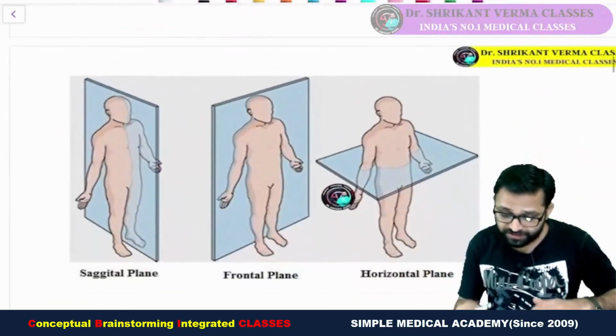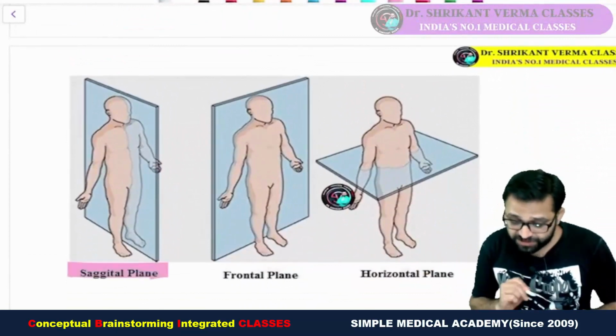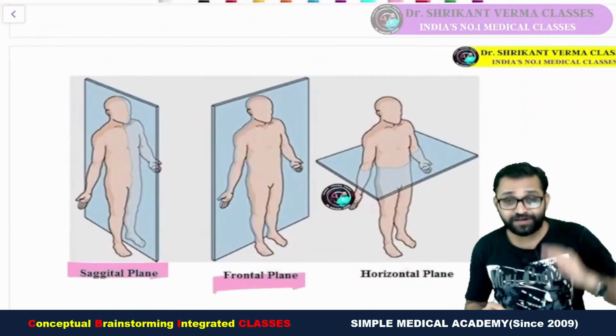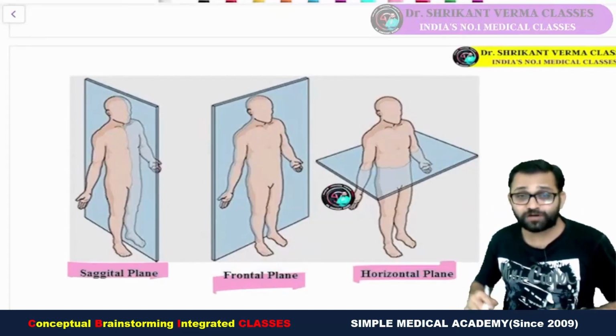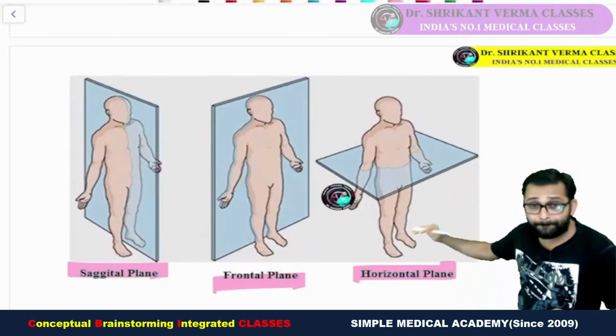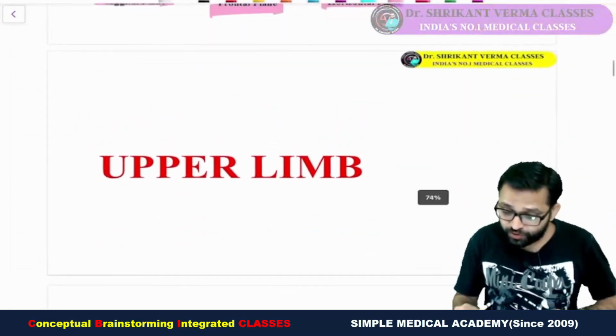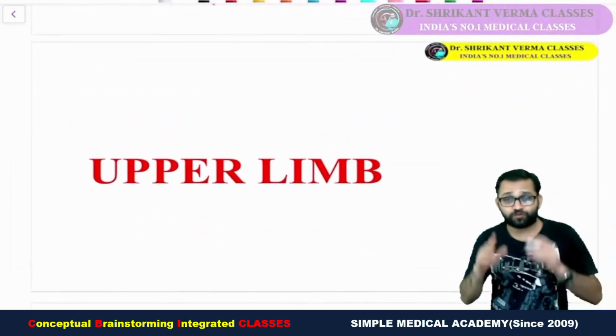Now see here, these are the different images we had discussed. There is a sagittal plane dividing the body into the right and left part, frontal plane front and the back, and horizontal plane dividing the body into the upper and the lower part. Everybody agree? Now we are going to crack what are the different questions from the upper limb.